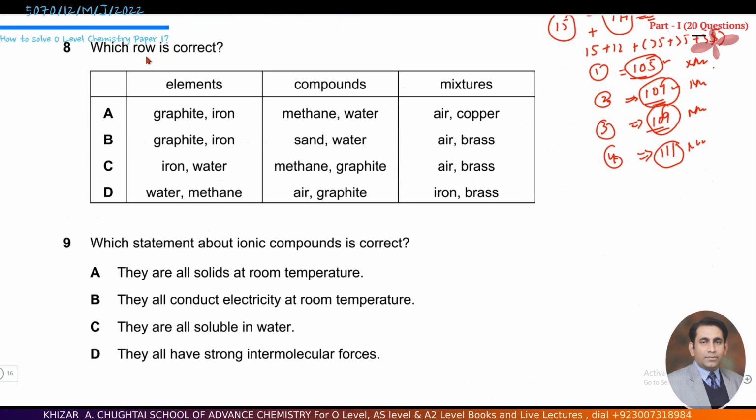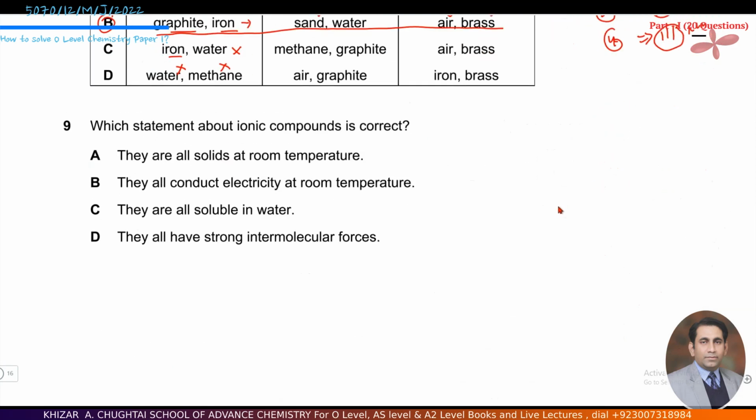Okay, now come towards question number 8. Which row is correct? Elements, compounds, and mixtures. Graphite is an element, iron is an element, but sand is not an element, and these both are not elements. So either A or B is the correct option. Compounds: methane is a compound, water is a compound, and sand is a compound. Mixtures: air is a mixture, copper is a pure element, air is a mixture, and brass is also a mixture. So row B has all correct options. Overall, B is the correct option.